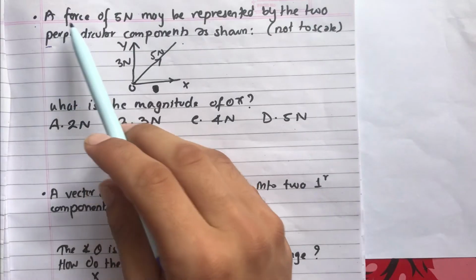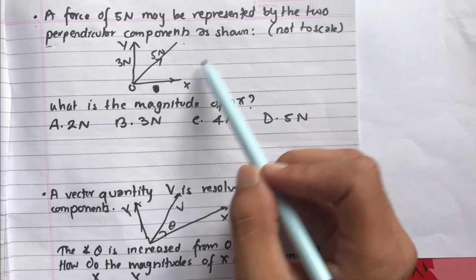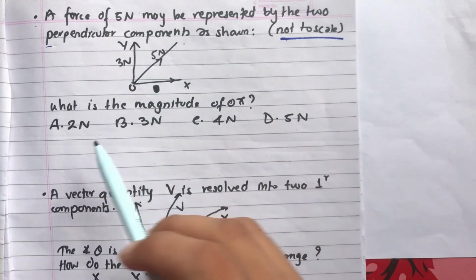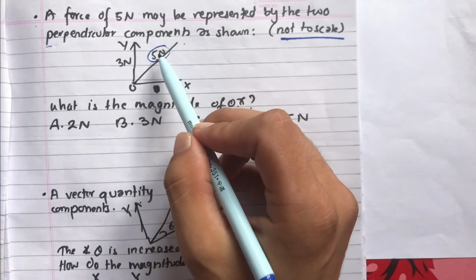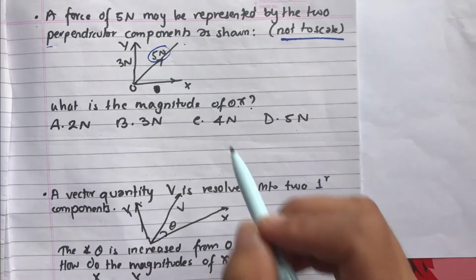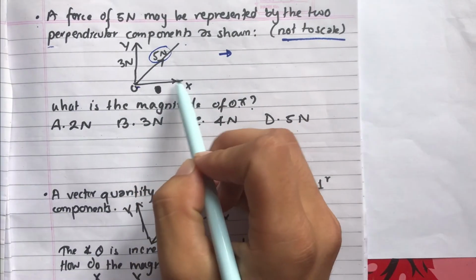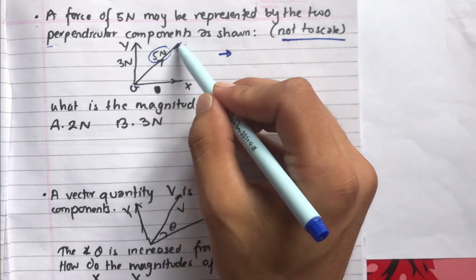Here a force of 5 Newton may be represented by the two perpendicular components as shown. Not to scale. What is the magnitude of OX? So this is the resultant force, and this force is broken down into x and y components. So I need to find the magnitude of OX. OX and OY are x and y components, and this is our resultant vector.